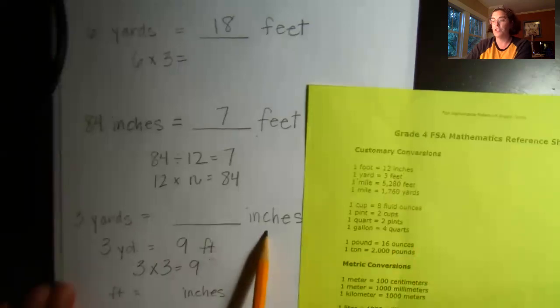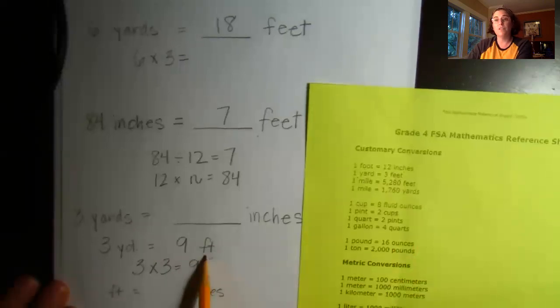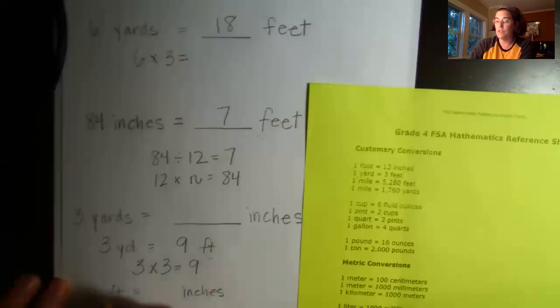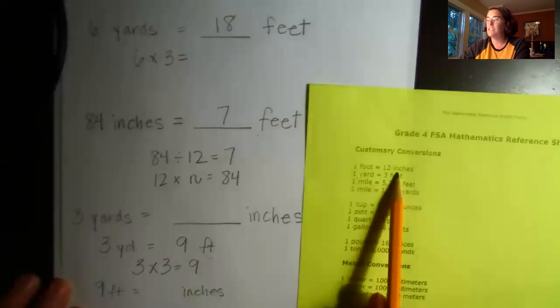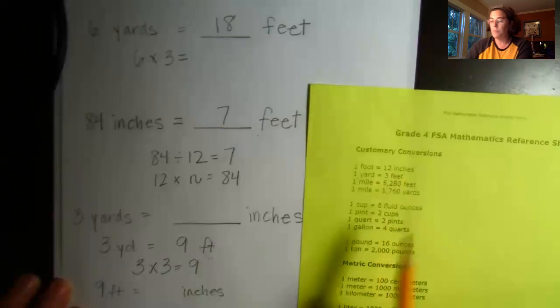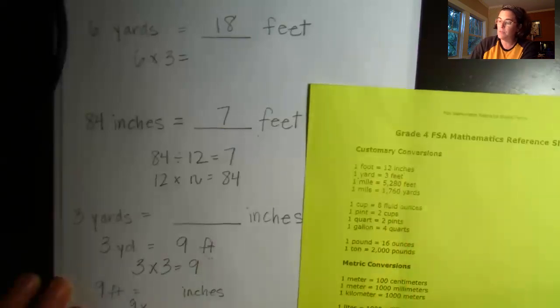It's asking me for inches. So now I'm going to convert these feet into inches. So I'm going to write 9 down here in feet. 9 feet equals how many inches? Now I know that 1 foot equals 12 inches, and it's a larger unit going to a smaller unit, so I'm going to multiply 9 times 12.